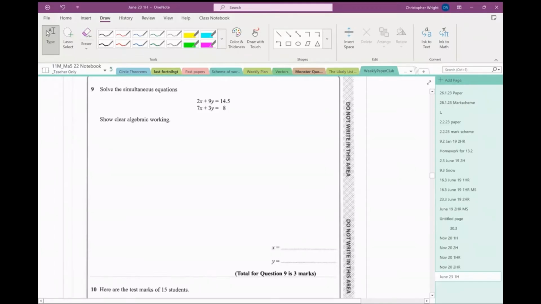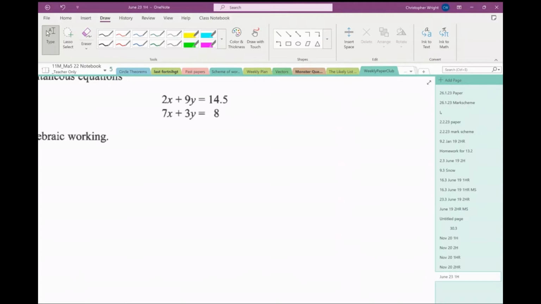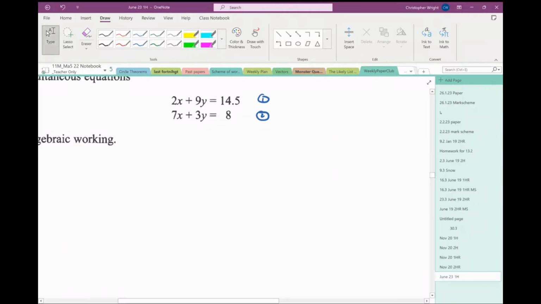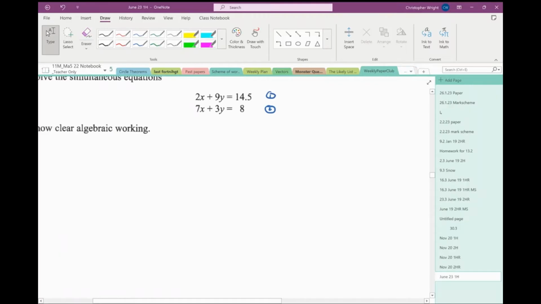Solve the simultaneous equations. Show clear algebra working. Now, my method is always to get the x's equal and then subtract. But you might instead like to multiply equation 2 by 3, so you get 9y's in both equations, and then subtract one equation from the other. But I'm going to stick to my method of getting the x's equal and then subtracting. So I'm going to multiply the top equation by 7.